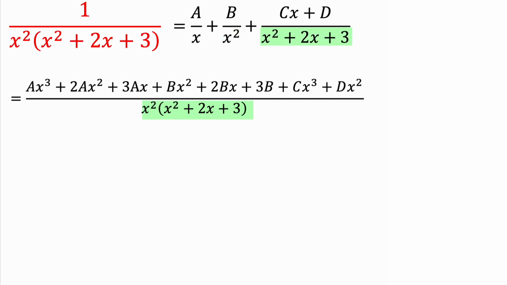Now, what is the third numerator? It is cx plus d. What is it currently lacking? It is missing an x². So we will multiply this numerator by x² as well. We are going to start categorizing now.